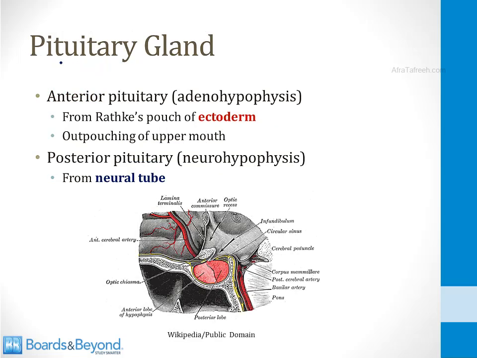The pituitary gland has some peculiar embryology. As you may know, the pituitary gland has an anterior portion called the adenohypophysis and a posterior portion called the neurohypophysis. The anterior portion, which secretes hormones like ACTH and TSH, is a derivative of Rathke's pouch, which is part of the ectoderm. Basically, this part of the pituitary gland forms as an outpouching of the upper mouth, which grows upward toward the central nervous system. The posterior pituitary, on the other hand, is more like a nervous system structure. It forms from the neural tube, and as you may know, the posterior pituitary is what secretes ADH and oxytocin.